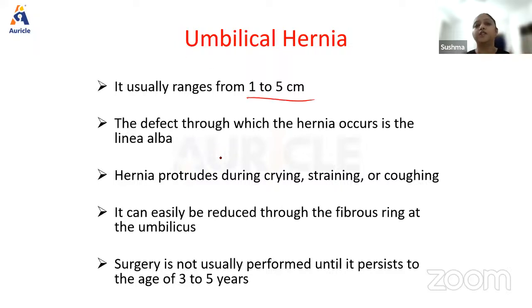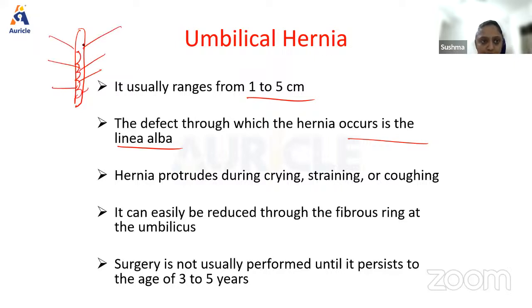It is a defect through which the hernia occurs, at the linea alba. What is linea alba, guys? It is the place where all of the abdominal muscles come and attach, and they form a fibromuscular band that we have, right? And it protrudes during crying, straining, and coughing.